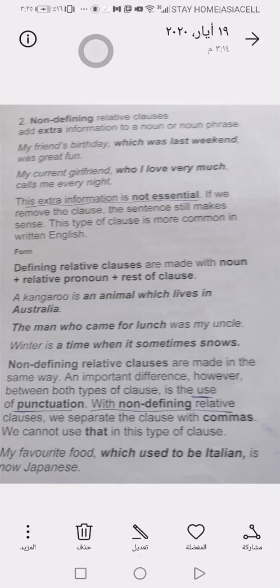So we can use that with defining relative clauses, and we can't use that with non-defining relative clauses. That's enough today.